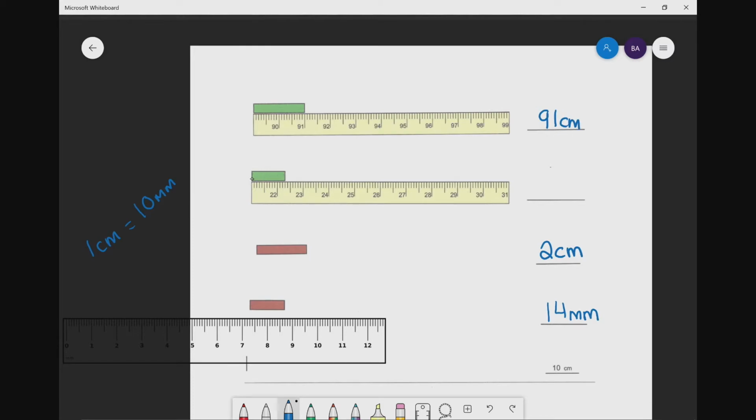This line here ends at 22. So that would be 220 millimeters. And there's still a few millimeters here. So there is 1, 2, 3. So this is 223 millimeters.